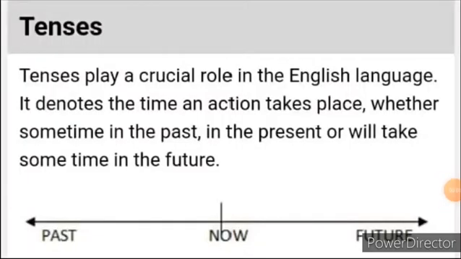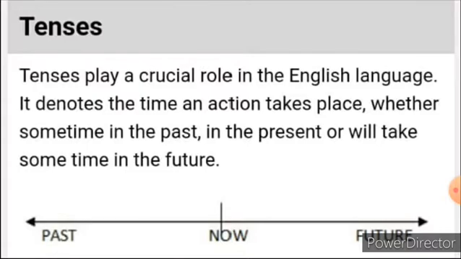Now look at the definition of tenses, children. Tenses play a crucial role in the English language. It denotes the time when an action takes place, whether sometime in the past, in the present, or sometime in the future. Listen, children, tenses play a crucial role in the English language. That is, tenses have an important role in the development of the English language.